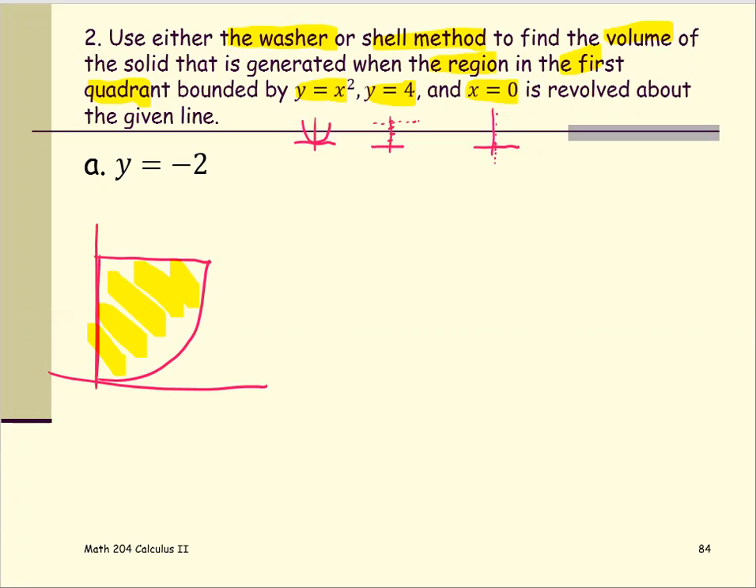I'm going to label this. This is the graph y equals x squared. This line is y equals 4, and this line is x equals 0. We rotate about y equals negative 2. Let's do the scale. And this is the line y equals negative 2.